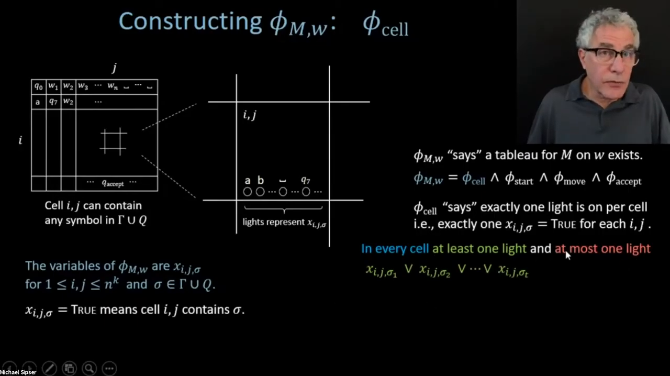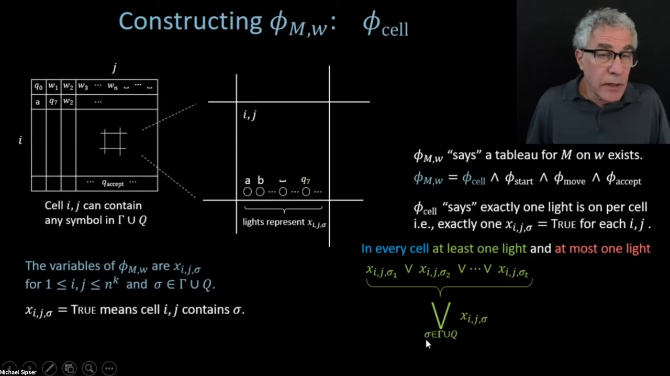So here's the green part. This is going to say at least one light is on. I'm going to say that by taking all of the symbols that can appear in that cell and taking an OR over all of those different associated variables. So it's either got the first symbol on, or the second symbol is there, or dot, dot, dot, or the last symbol is there. One of those has got to be there. I'm going to write this using my big OR notation.